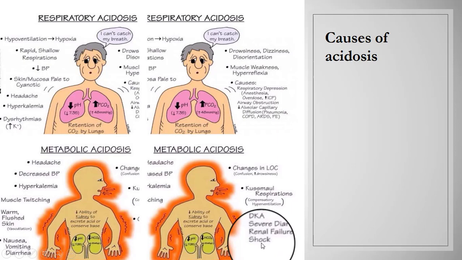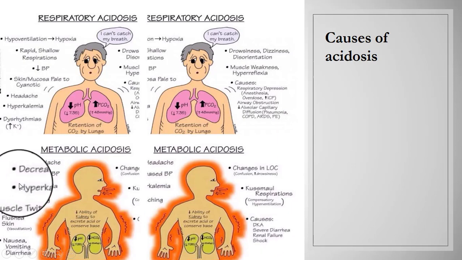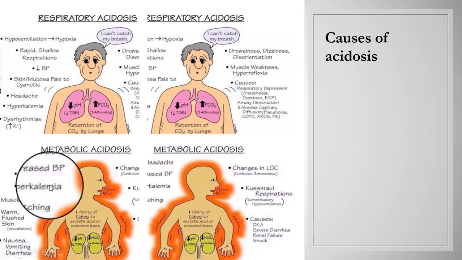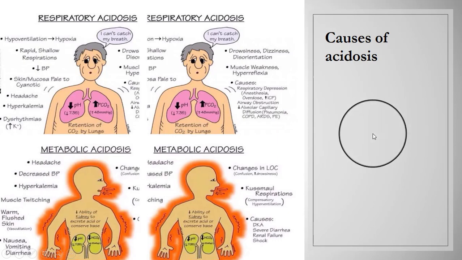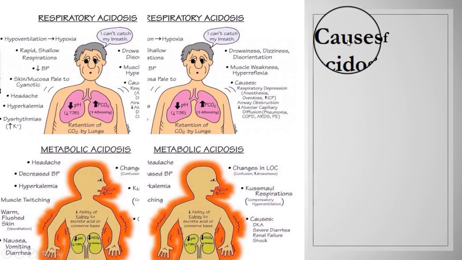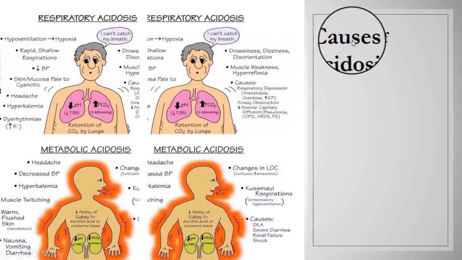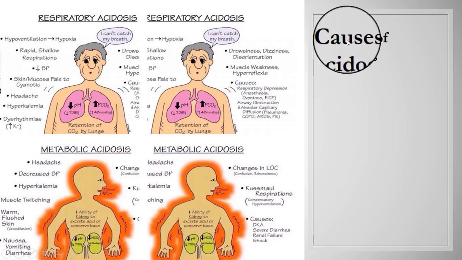Even prolonged exercise can lead to lactic acid buildup. And another type is renal tubular acidosis. It occurs when the kidneys are unable to excrete acid in the urine. This causes the blood to become acidic. So these are some causes, or the etiologies, that lead to acidosis.